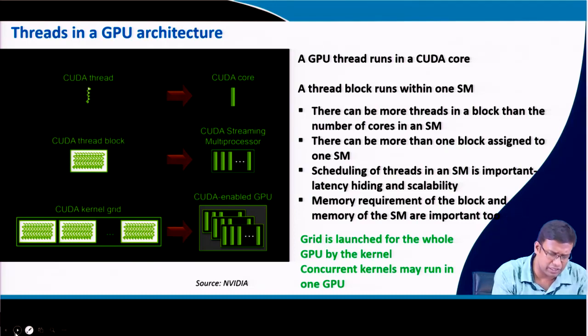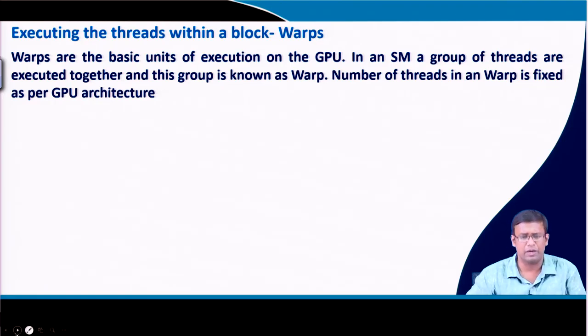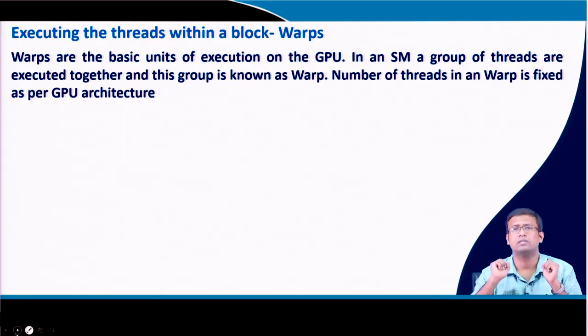So, this scheduling is a very important part here, and the basic unit of execution in a GPU is the warp. A warp is a group of threads which are scheduled together on a streaming multiprocessor. We understand that a block will be allotted to a streaming multiprocessor, and all the threads of the block will go to one streaming multiprocessor. Now, say this block has 512 threads.